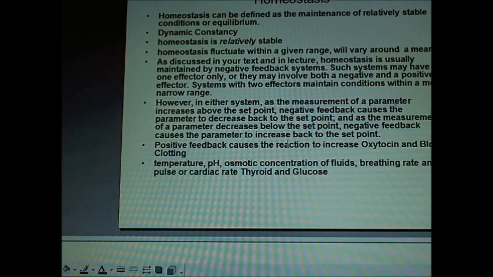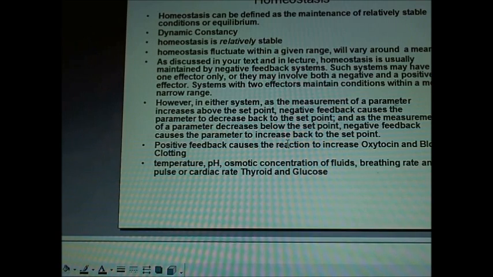For instance, a normal range for glucose in a human would be 70 or 75 to about 110. The average would be 90, but if we measured everybody in the class, they would vary from anywhere from 60 to 120, up and down around the average of 90. That's okay. It's still a homeostatic mechanism.